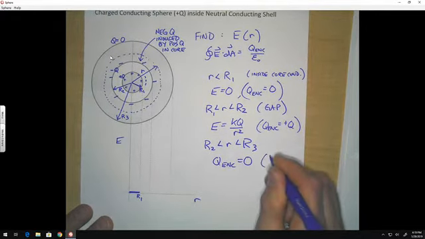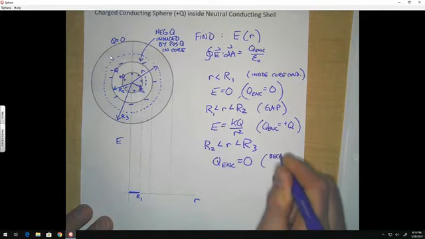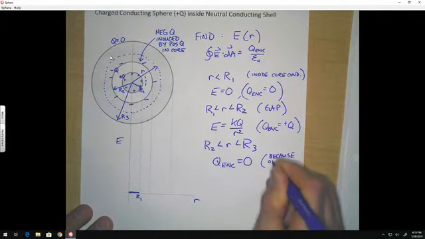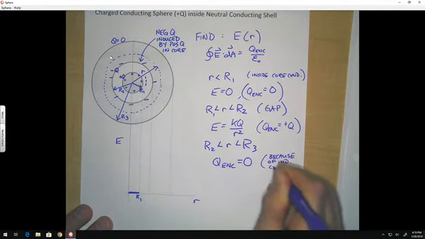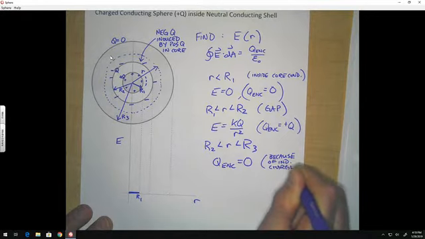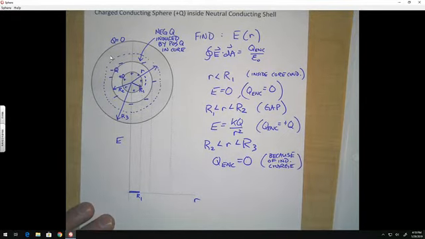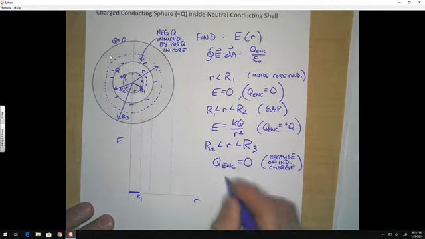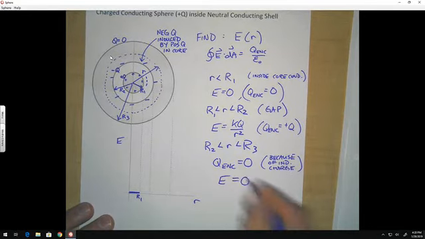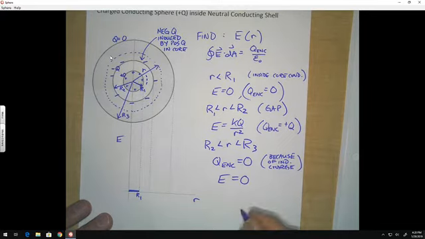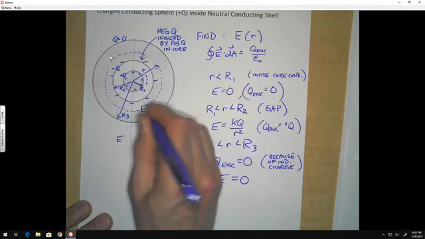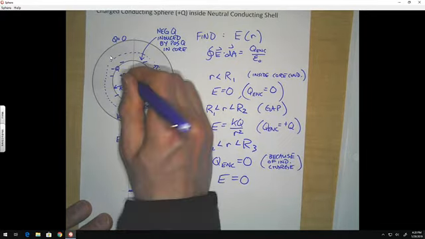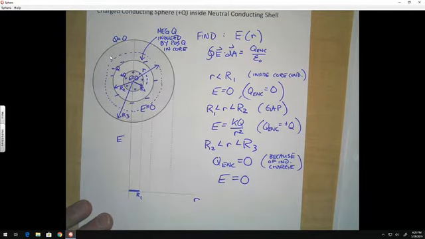and that's because of the induced charge effect. And the result of that, when there's 0 enclosed charge, is that the electric field is also 0. Okay? So inside here, we've got E is equal to 0. Just like inside here, we had E is equal to 0.